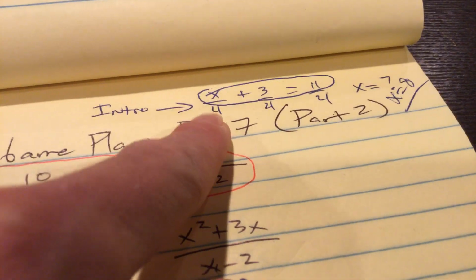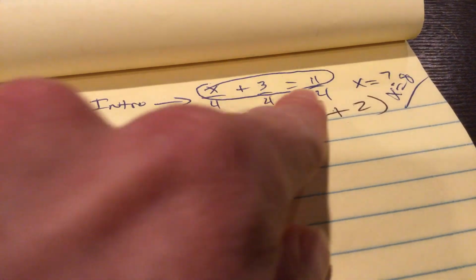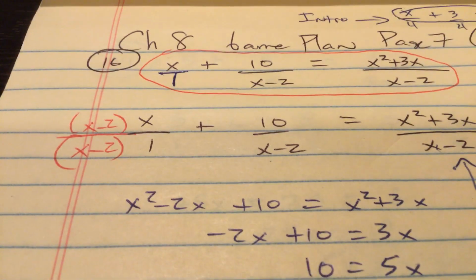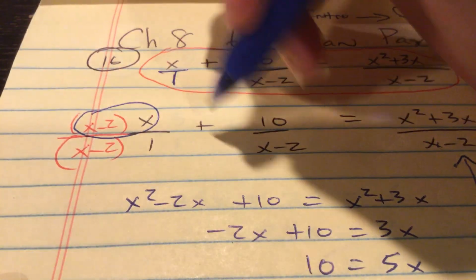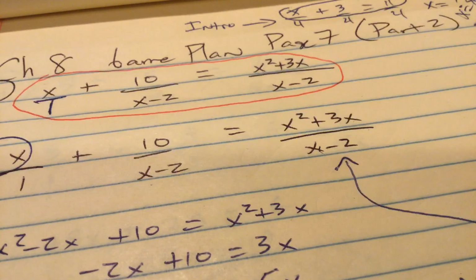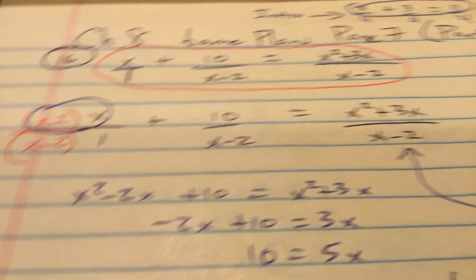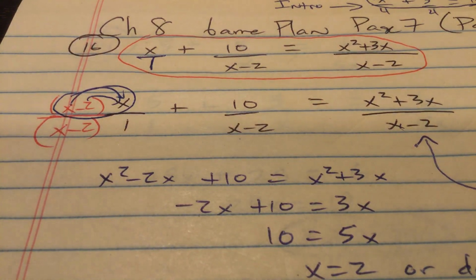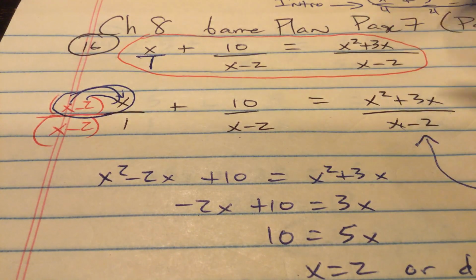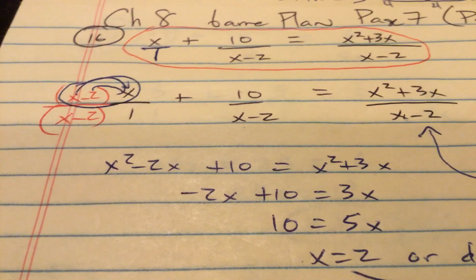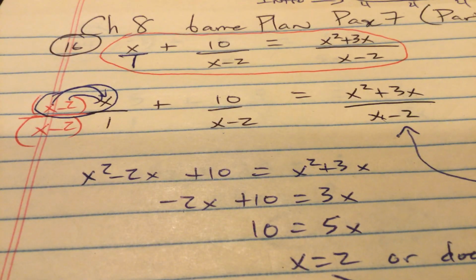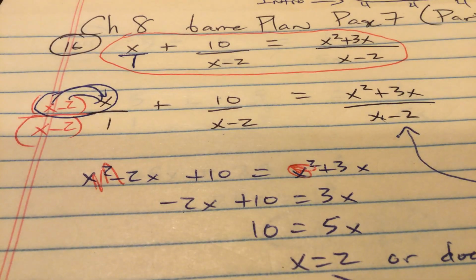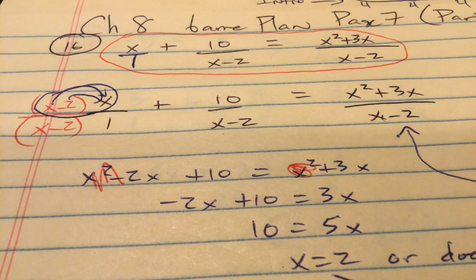And just like before, when all the denominators are the same, all I care about are the numerators now. So I can drop the denominators, and now I know that this plus 10 is equal to x squared plus 3x, because all those denominators are the same. So I distribute: x squared minus 2x plus 10 is equal to x squared plus 3x. Again, bye-bye denominators. X squareds cancel. That is lovely. Negative 2x plus 10 is equal to 3x. Add 2x to both sides. You get x equals 2.